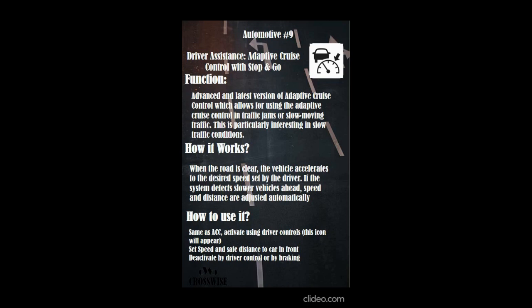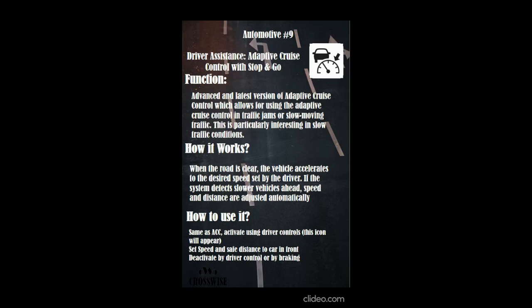In the previous videos, we saw cruise control and adaptive cruise control. In this video, we'll talk about adaptive cruise control with stop and go function. This is the latest version of adaptive cruise control, which is also designed to drive during traffic jams or slow moving traffic conditions, which is not possible in a normal adaptive cruise control system. This is particularly interesting in slow traffic conditions.